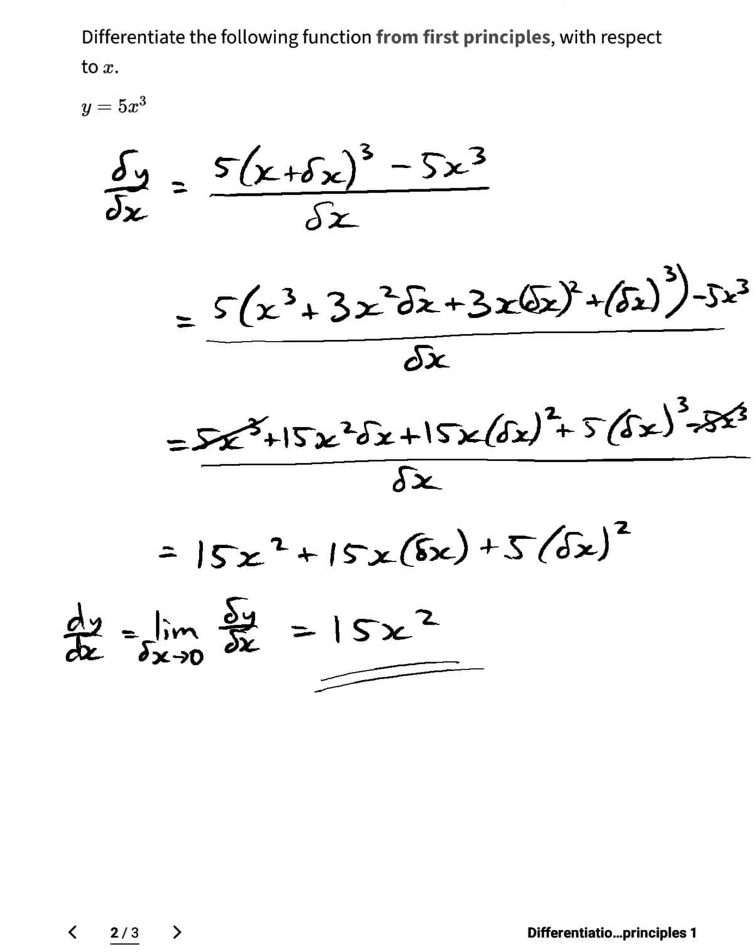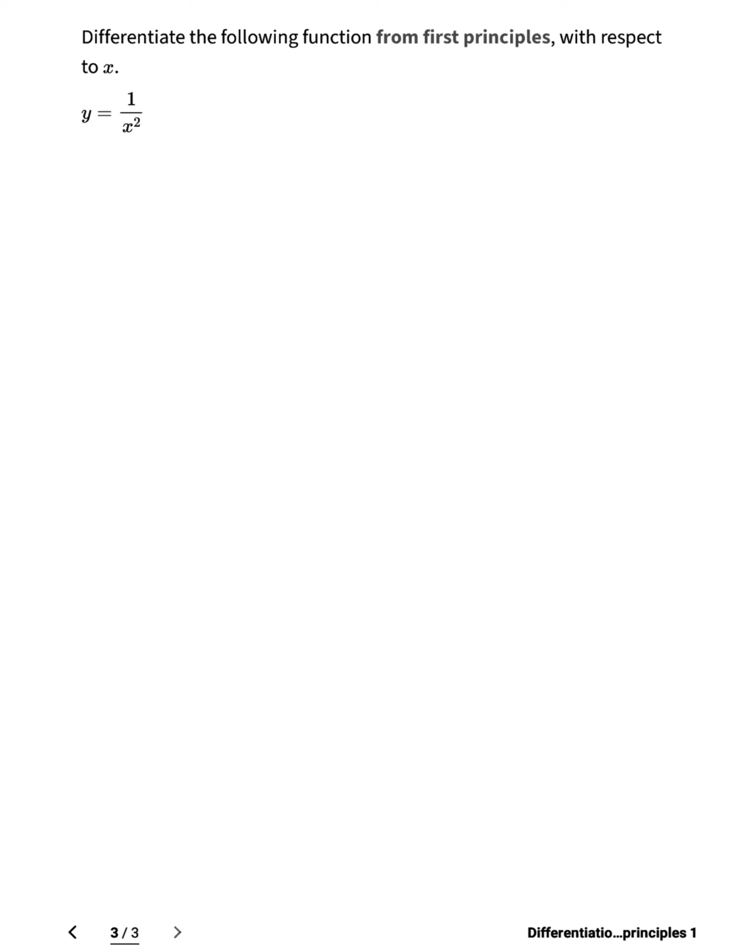Right, so now we differentiated this one from first principles. And you can always double check your answers by using the rule to differentiate. So if we've got 5x cubed, we're going to multiply by the power, so we get 15 in front, and we're going to put the power down by 1, so the power becomes 2. So that is right.